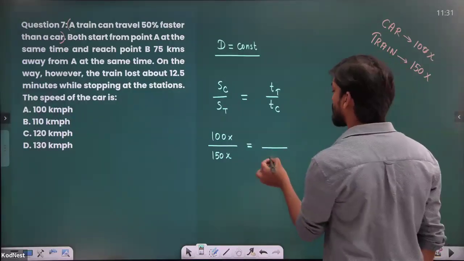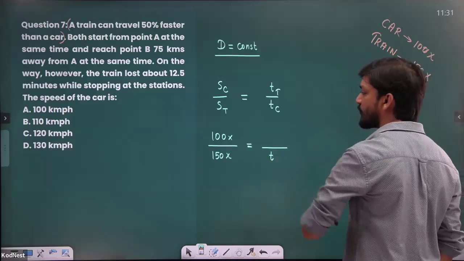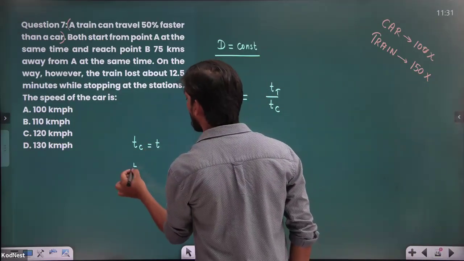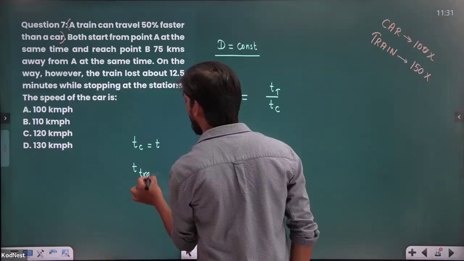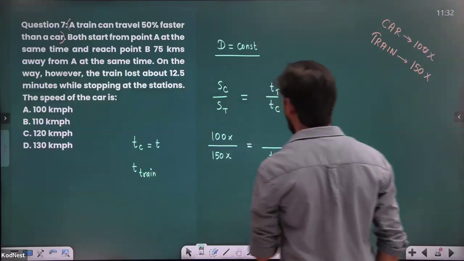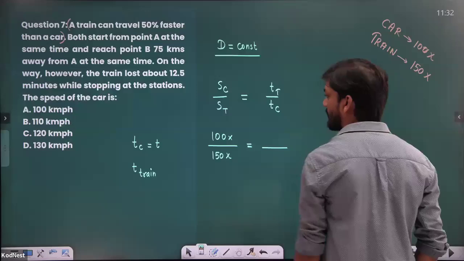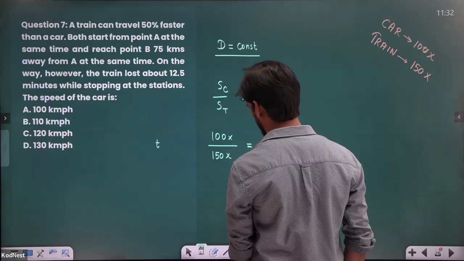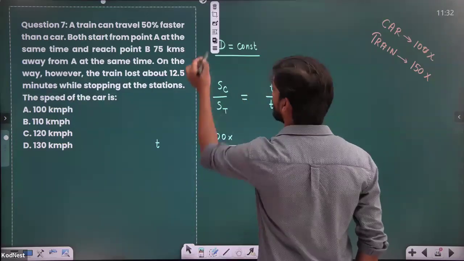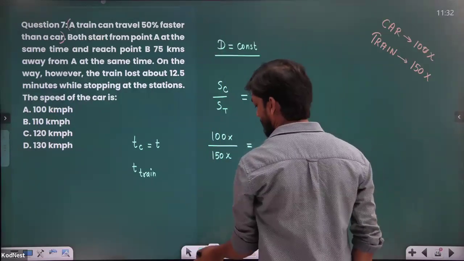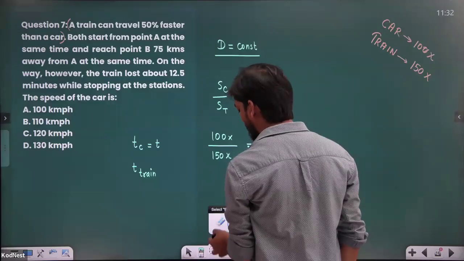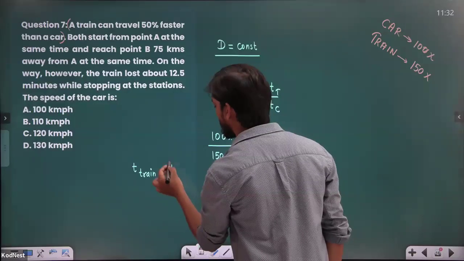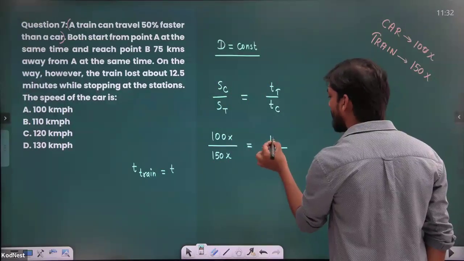Car. So it takes a time of t, I'm assuming. Okay, time taken by car equals t. So time taken by train. My dear, train takes less time, not car. So time taken by train, take it as t because it is less. So I'm assuming it as t.